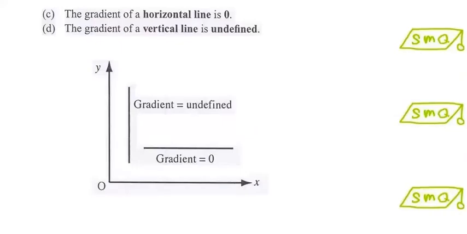For a horizontal line, its gradient is 0 since there is no vertical change. For a vertical line, the gradient is undefined as there is no horizontal change.